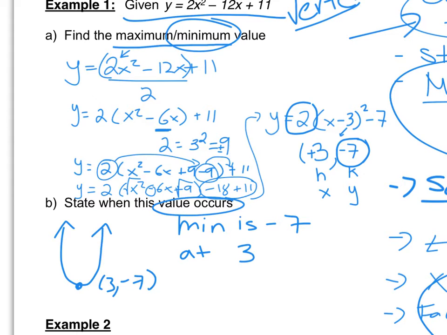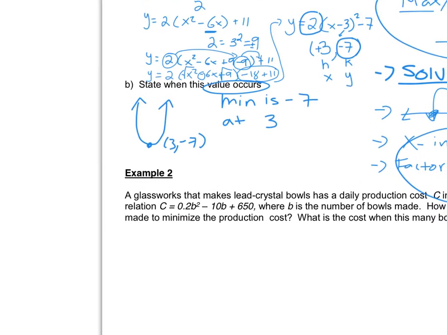3 seconds, 3 minutes, 3 hours. And that's ultimately what I'm dealing with for completing the square and those type of questions that ask you for the max or min and when it occurs. Now let's look at the next type of question here.